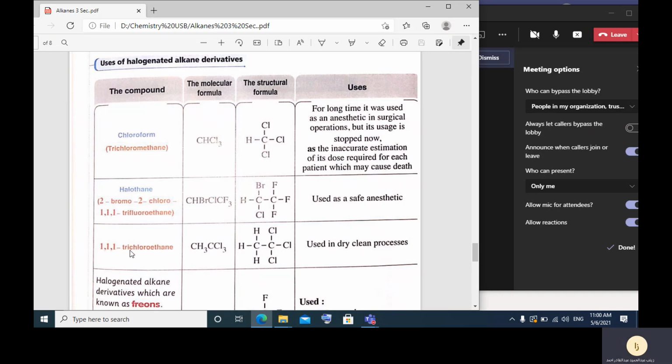The other derivative is 1,1,1-trichloroethane. 1,1,1-trichloroethane is used in dry cleaning processes.